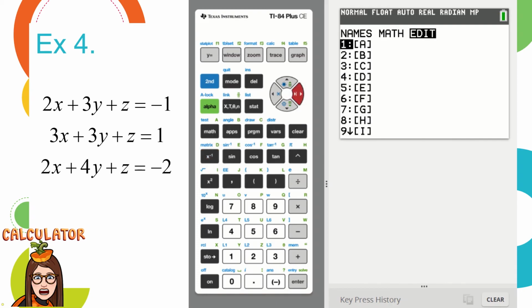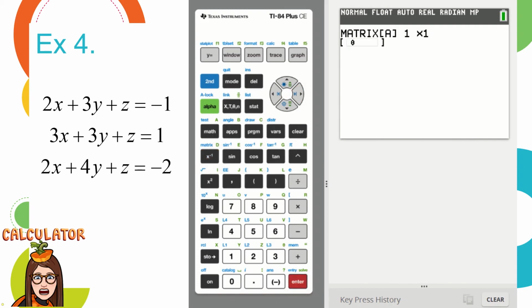We're going to go to second matrix. We're going to go over and edit, and I'm going to edit at 3 by 3. My coefficients are 2, 3, 1, 3, 3. Oops, see, I made a mistake there. Clear that. 3, there we go. 3, 1, 2, 4, 1. Double check before you close out of here.